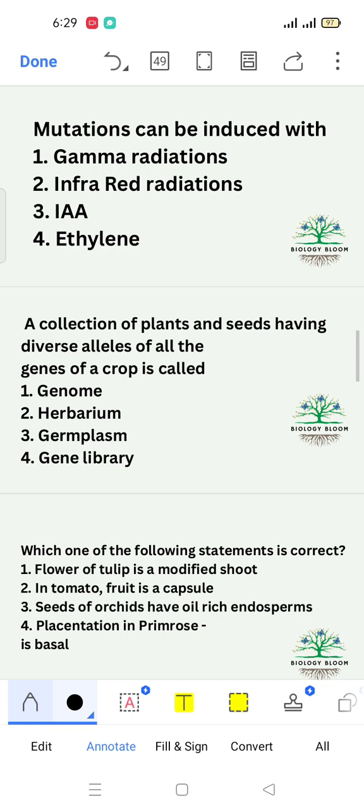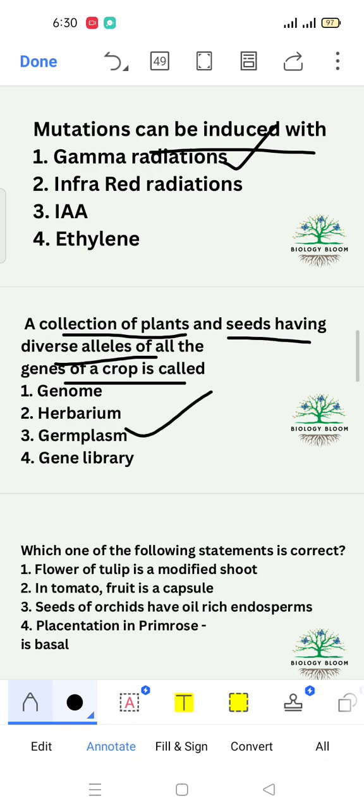Next is: mutations can be induced with gamma rays. A collection of plants and seeds having diverse alleles of all the genes of a crop is known as germplasm. Germplasm has collection of plants and seeds having diverse alleles.